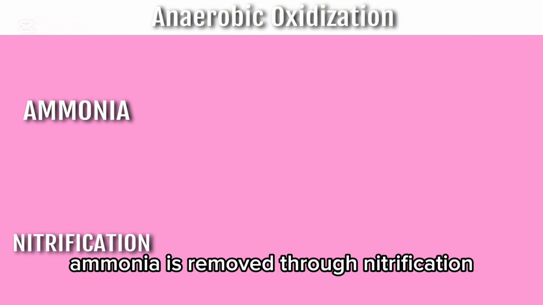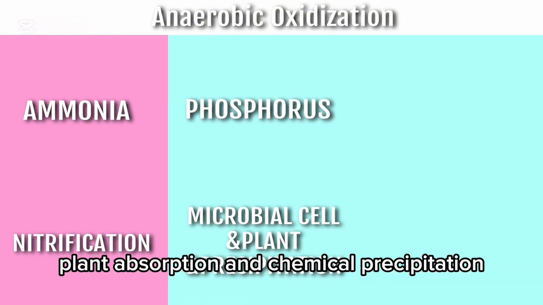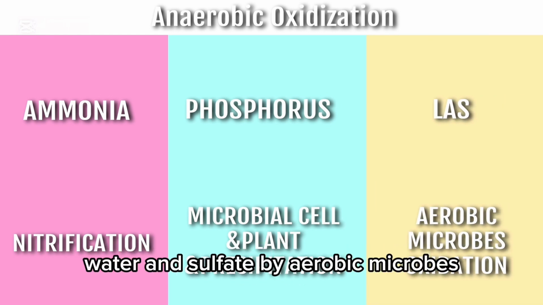So how does it remove each element? Ammonia is removed through nitrification. Phosphorus is eliminated by microbial uptake, plant absorption, and chemical precipitation. And last, sulfur is fully broken down into carbon dioxide, water, and sulfide by aerobic microbes.